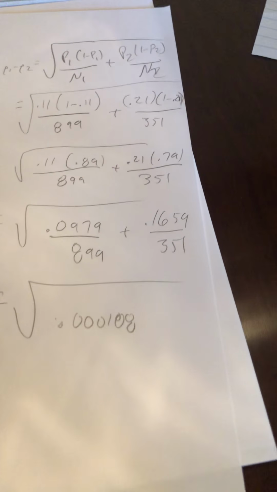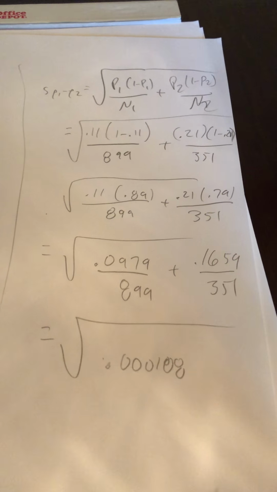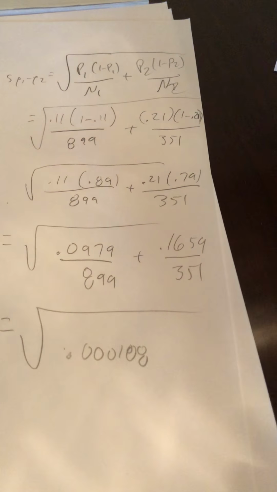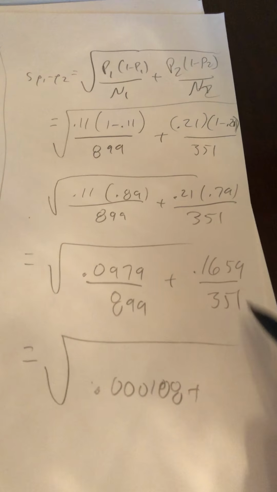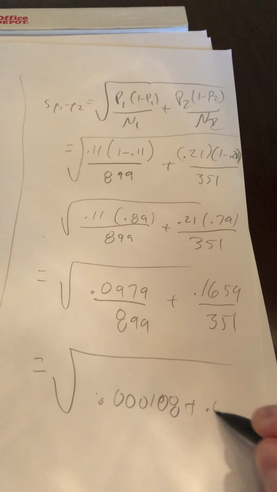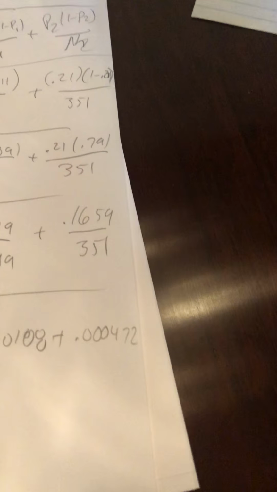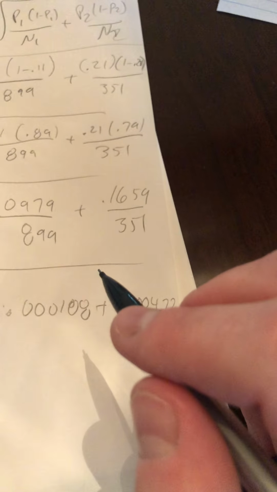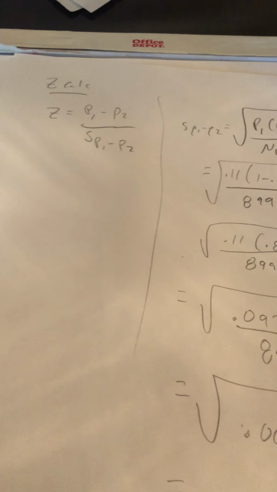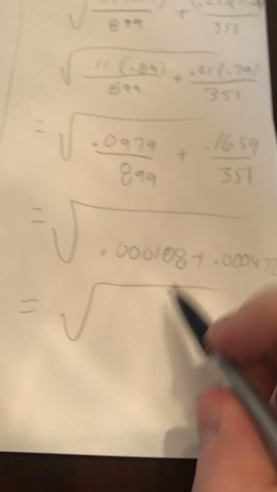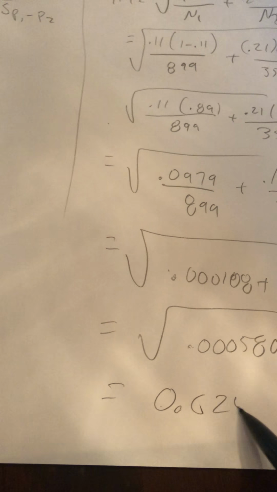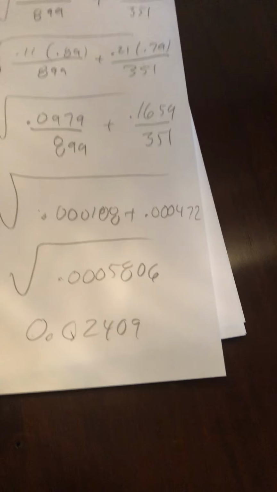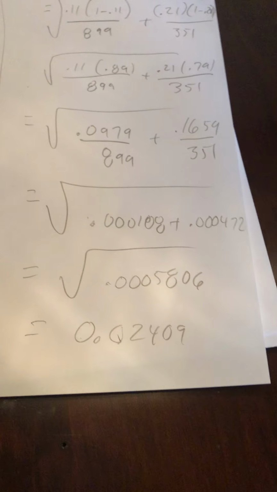0.000108. And I will warn you, with these, you're going to get really small numbers. Do not truncate your rounding. Don't round that to 0.0. Make sure you're including enough decimal points. And then 0.1659 divided by 351, you get 0.000472. Again, don't round too early. And then when you add these two together, you get 0.000586. Then you take the square root of that and you get 0.02409.